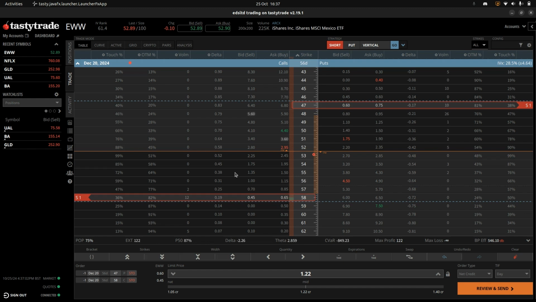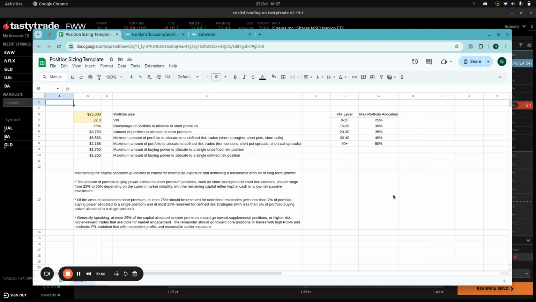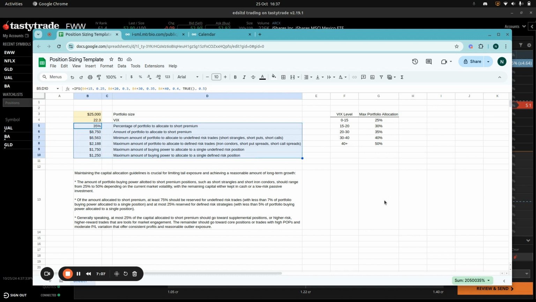There is one other thing that you need to keep in mind when you are sizing your positions, and if you don't know whether your portfolio can handle a naked position that's going to use up $550 or not, we've basically created a spreadsheet that is free for everyone to use. It's a position sizing template. It's very simple. You enter the size of your portfolio here, you enter in what the current VIX level is here, and then everything below will be automatically calculated for you. And this simply tells you how much buying power to allocate to any single undefined or defined risk position. As long as you follow this, you will be completely fine.